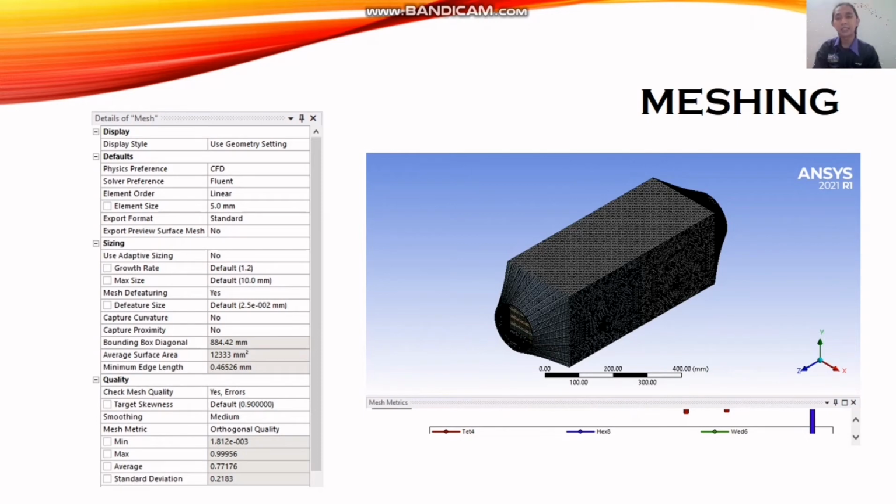Okay, in meshing, the details of meshing are: solver preference is Fluent, element order is linear, and the element size is 5 mm. So each element is standard to 5 mm, and the orthogonal quality is as well.